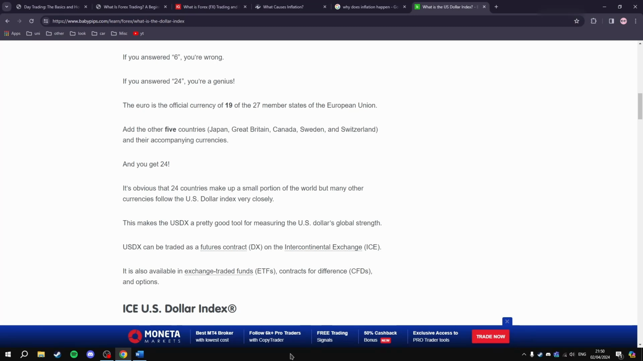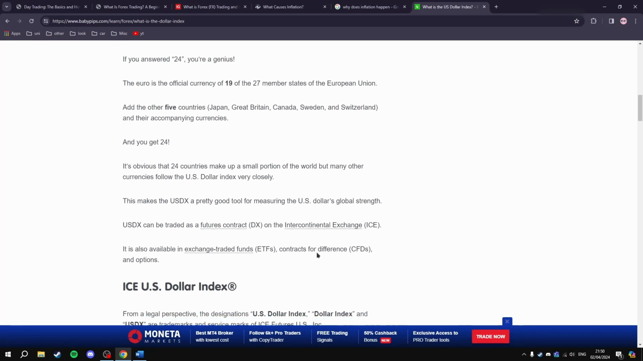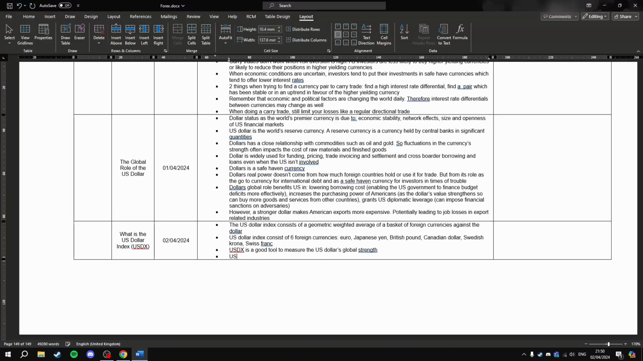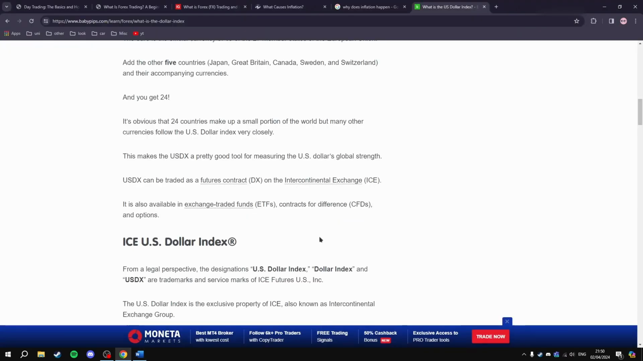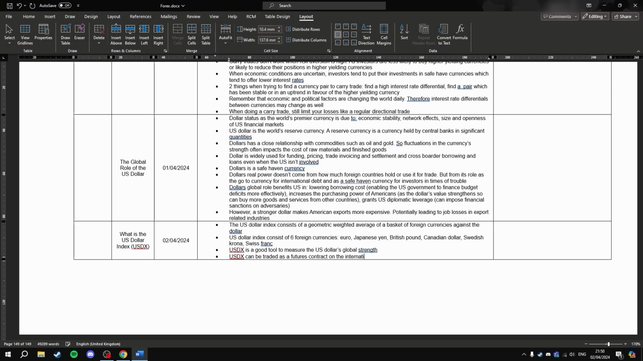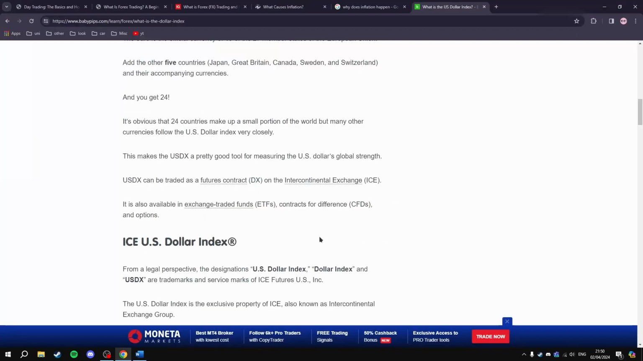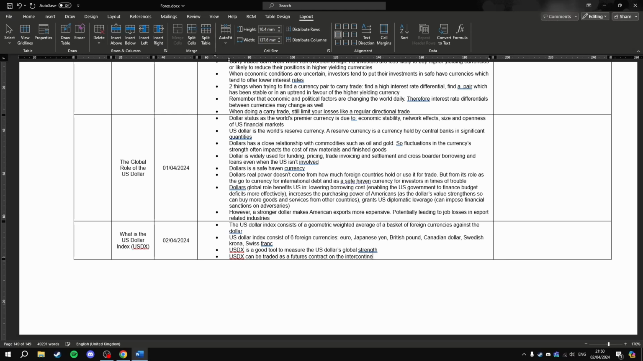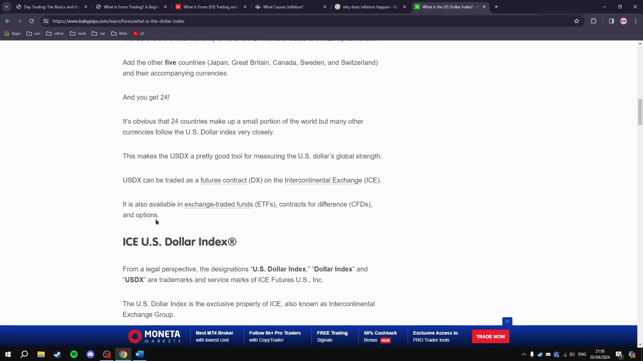USDX can be traded as a futures contract on the Intercontinental Exchange. It is also available in exchange traded funds, contracts for differences, and options.